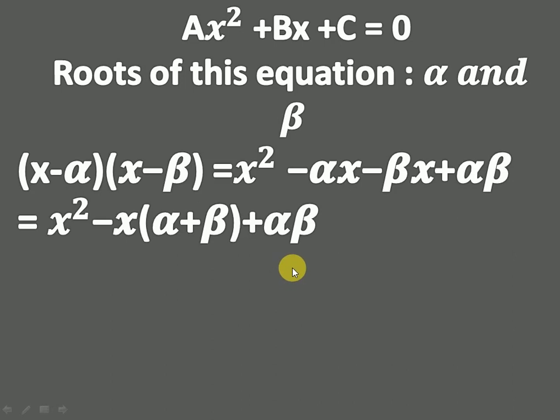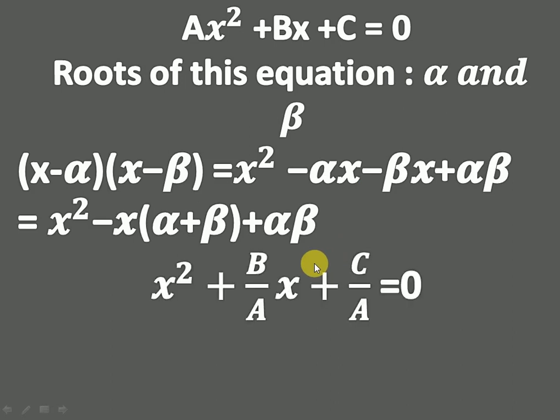Now, do you notice that the coefficient of x squared is actually different? Well, in this equation, the x squared coefficient is a. However, in this equation, the coefficient of x squared is 1. So, how do we make them similar? Very simple. We divide this equation throughout by a, giving us this following equation.